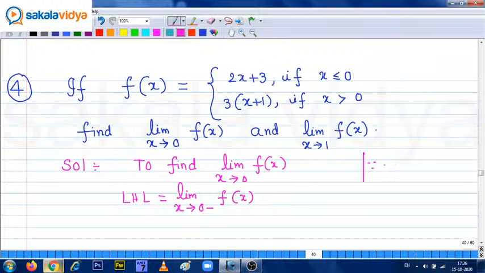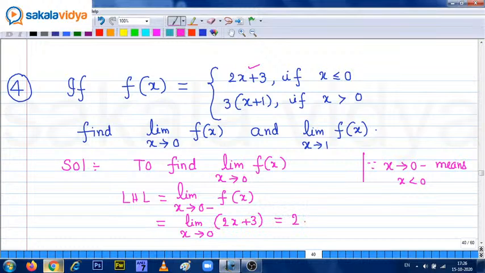Since x tends to 0 minus means x less than 0, when x is less than 0 the function we need to take is 2x plus 3. So limit x tends to 0, 2x plus 3. Now what do we get? 2 times 0 plus 3, 0 plus 3 equals 3. This is the LHL only, the left hand limit.